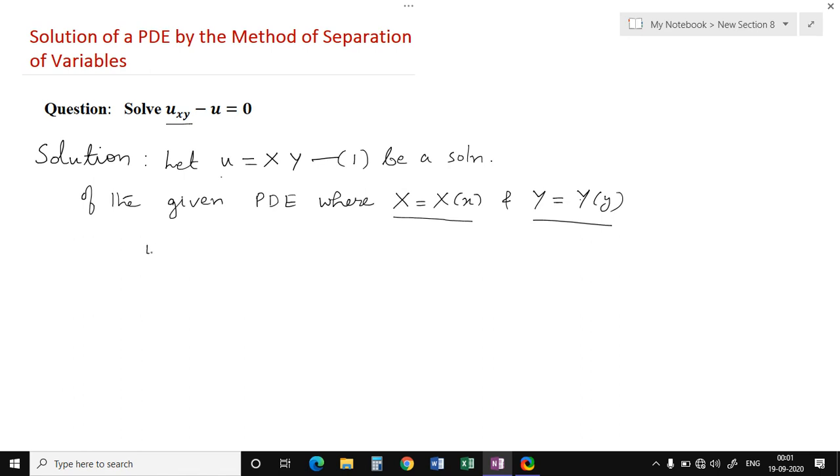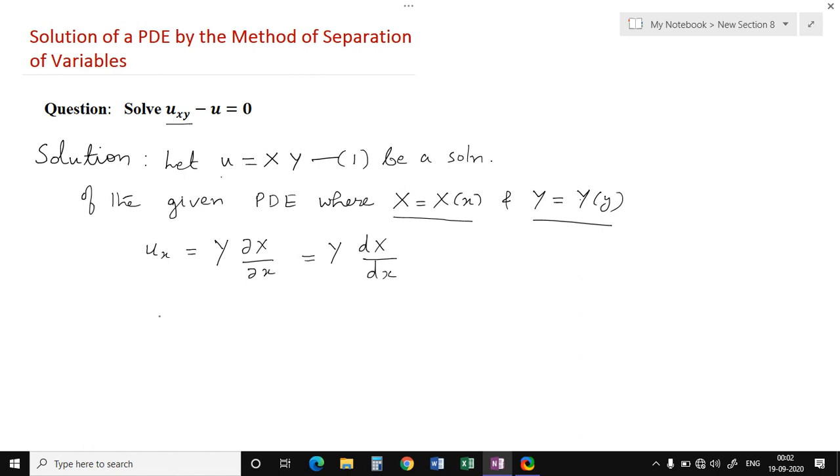So for that, first we will find out u_x. Its meaning is the partial derivative of u with respect to x. For finding this, we have to consider y as a constant. So since y is constant, this capital Y is also a constant. So we can write it as capital Y into dou X by dou x. But here our assumption is that X is a function in x alone. Therefore, instead of this partial derivative, we can write it as the total derivative dX by dx.